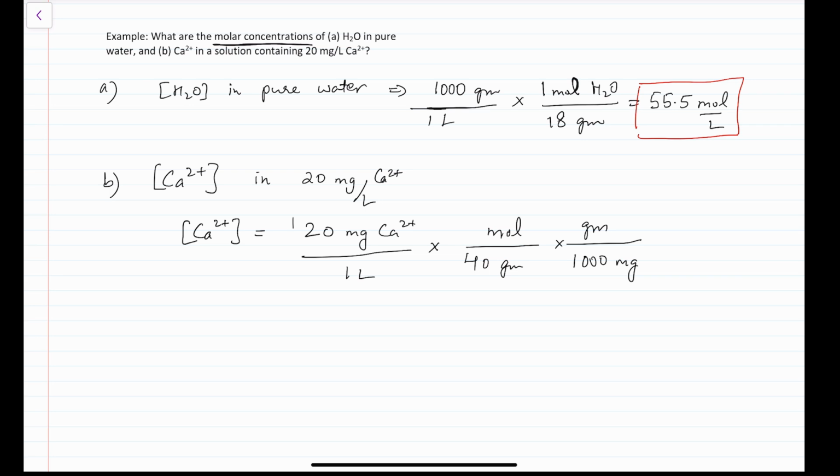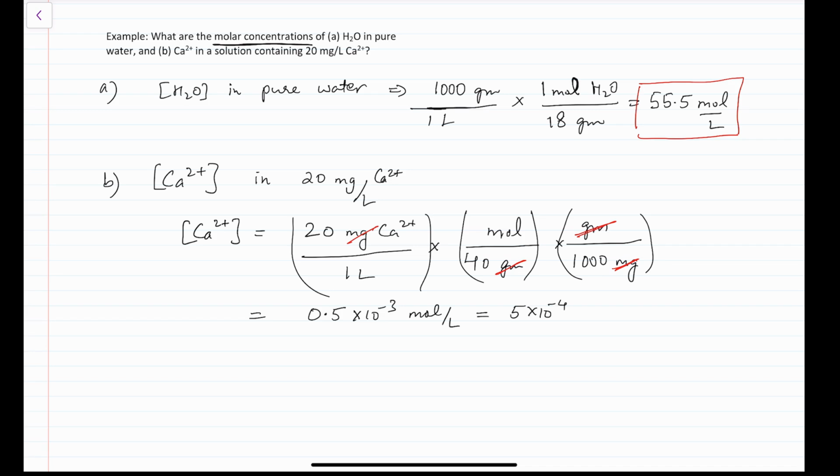So if we calculate this and cancel out the units, gram cancels with gram and milligram with milligram, so we are left with moles per liter. So that's 20 over 40 is half, so 5 into 10 to the power minus 3 moles per liter, which is equal to 5 into 10 to the power minus 4 molar. Or I could also write it as 0.5 millimolar. They're all correct.